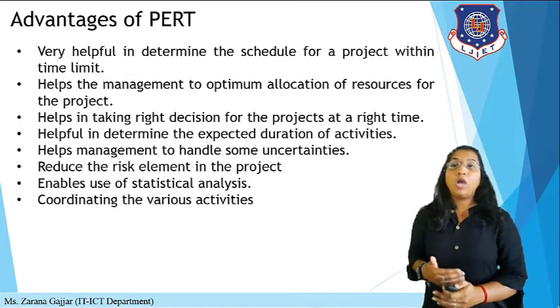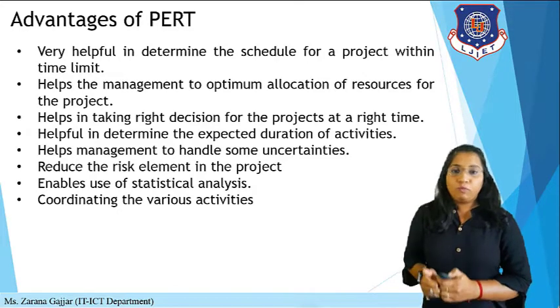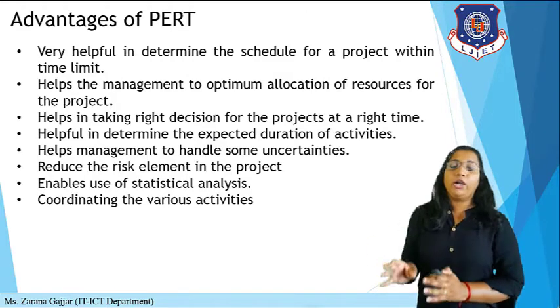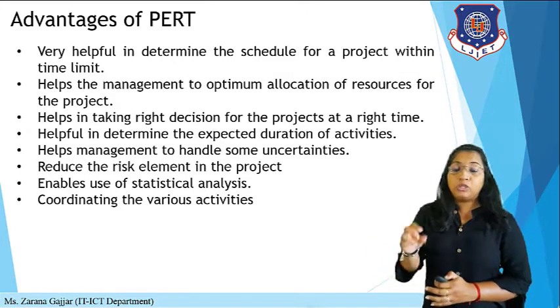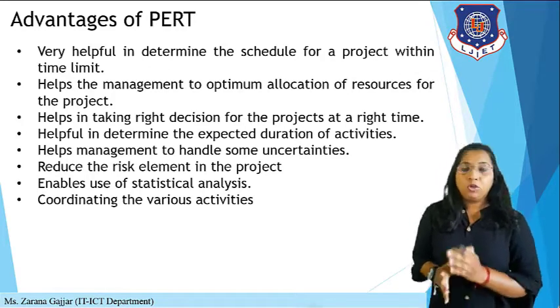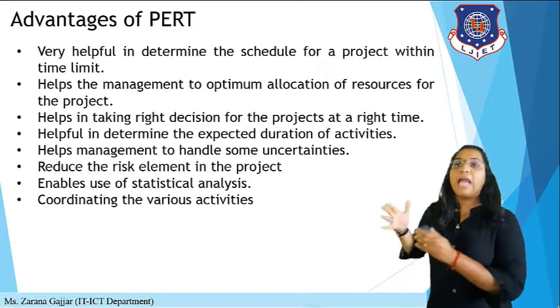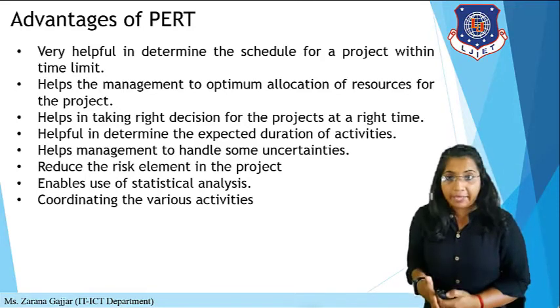Then it will also help you determine the expected duration of activities. For example, if you know this is a 6-month work and you have already done 50% of the work but have taken 5 months, you have just 1 month to complete the remaining 50%. So you can also schedule the next deadline. This helps you determine the expected duration for each and every activity.